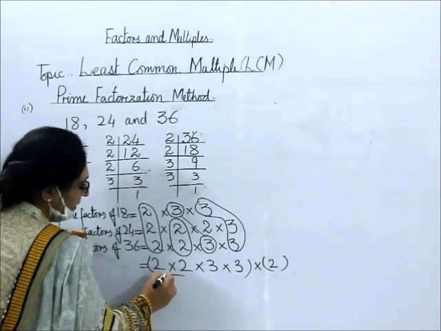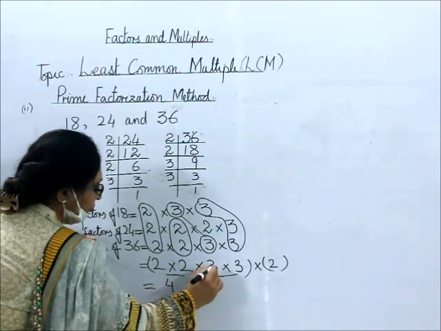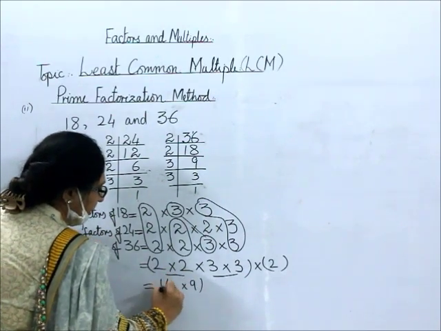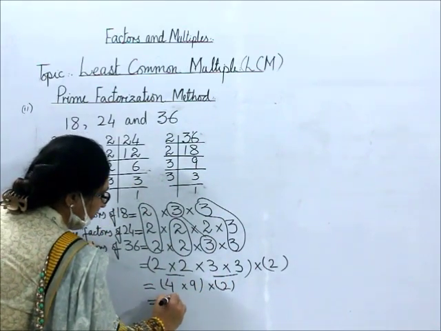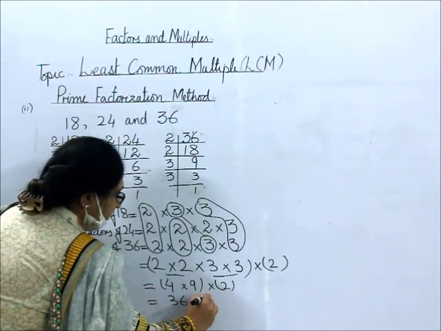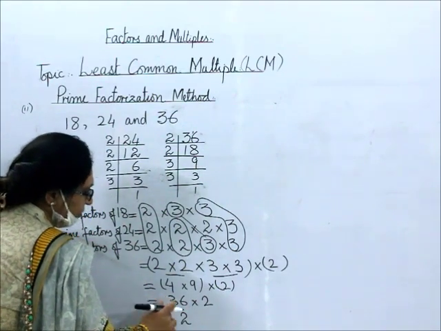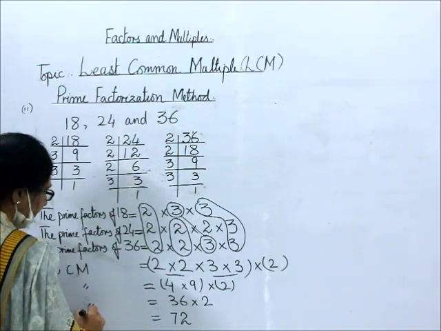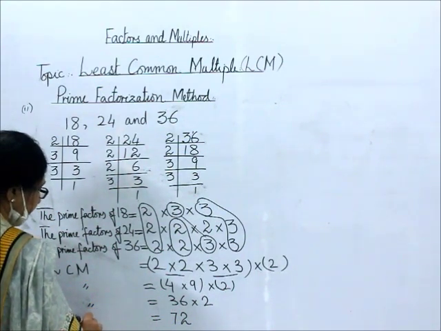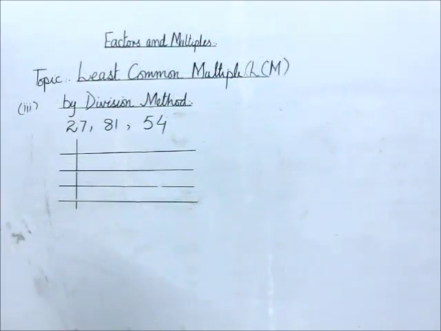Now I am going to make pairs of these factors. 2 multiplied by 2 is 4, 3 multiplied by 3 is 9, 4 9s are 36. Now we will multiply 36 by 2. 2 6s are 12, 1 will be carried to 3, and 2 3s are 6 plus 1, 7. So 72. The LCM of these three numbers is 72.